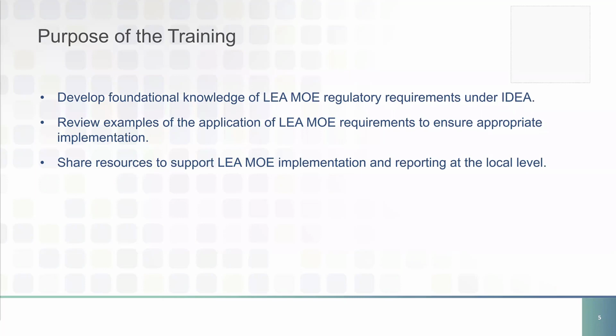The primary purpose of this training is to develop your familiarity with and comfort level in applying the LEA MOE regulatory requirements under the Individuals with Disabilities Education Act, or IDEA. So first, we'll focus on developing a basic understanding of the regulatory requirements themselves. Then, sprinkled throughout the presentation, we'll review examples of the LEA MOE requirements at work in order to reinforce this understanding. The examples will be available for careful reference after the training. Finally, we'll review the MOE calculator, an Excel spreadsheet that is a requirement of the IDEA Part B LEA sub-grant application, and a closer review of the LEA MOE calculator version 1.4 extended version.